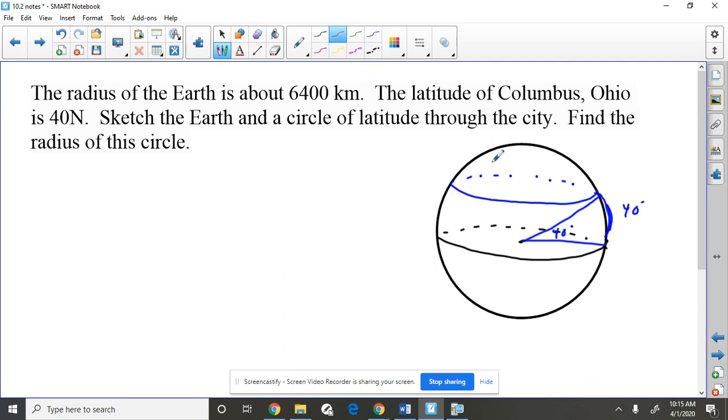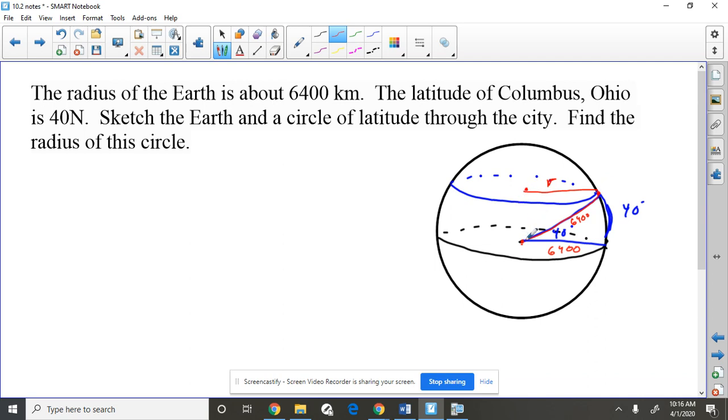The radius of this circle goes from the center of the circle out to the edge of the sphere. We need to find this length. That's r. We know that the radius of the Earth is 6,400 kilometers, which we could write here. But remember that every length from the center of the sphere to the surface will be the same, just like every radius from the center of a circle to the edge is the same. So here, this is also 6,400 kilometers long.